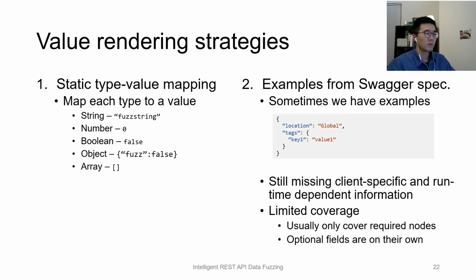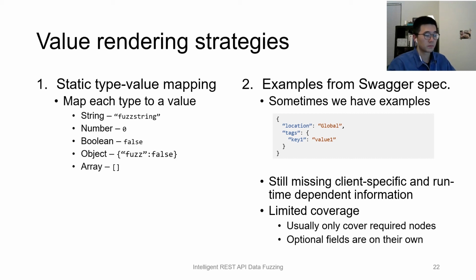Very often the REST API specification also comes with a few examples to show you what a concrete request looks like. These examples can be very helpful because they provide domain-specific information. For example, we know that a valid value of the timeout can be 10 or so. But one drawback is that these examples usually only cover a smaller subset of the nodes. So they only have the required information, but some optional nodes will not be covered.